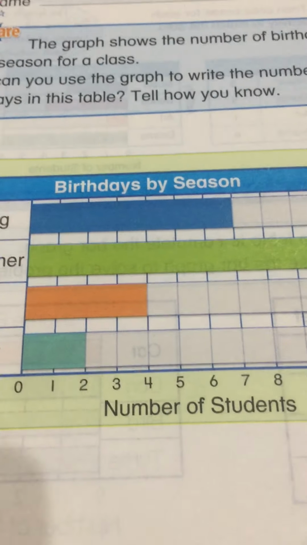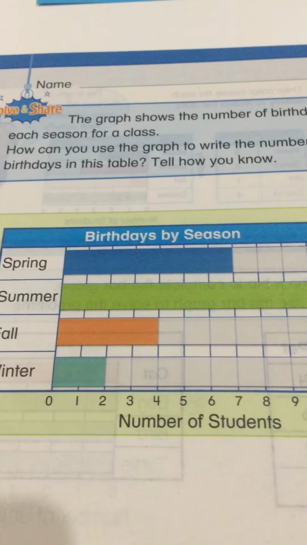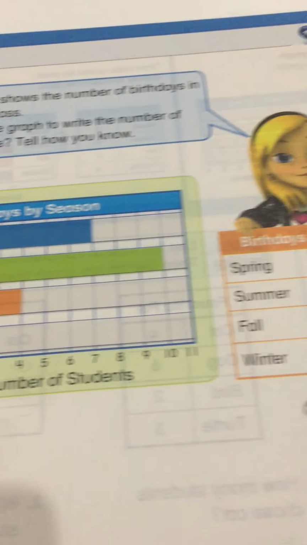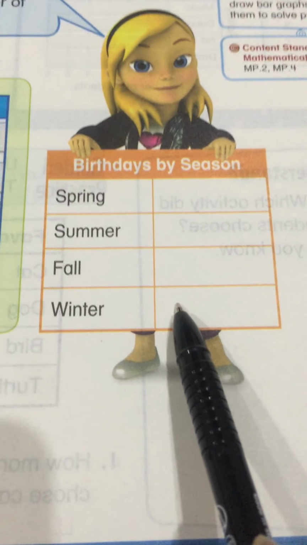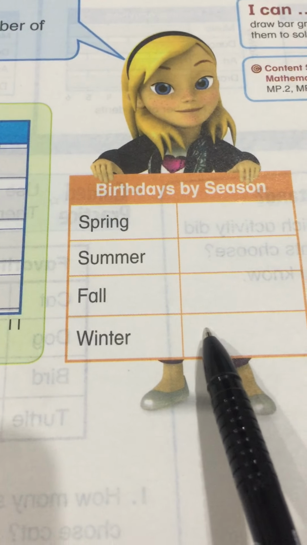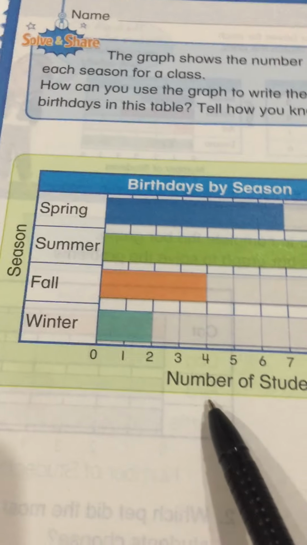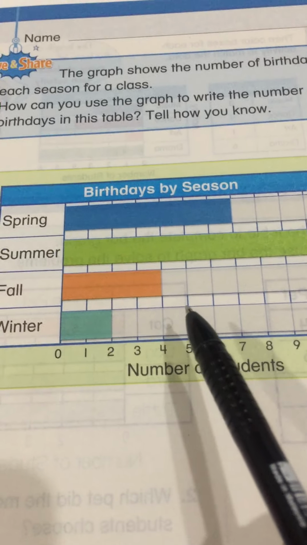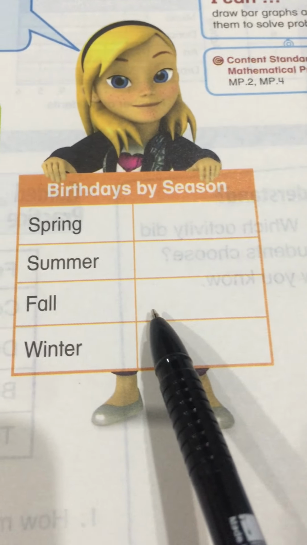So the problem will be different. Sometimes they give you the graph and they want you to write the information on the table. And sometimes they give you the table and they will ask you to draw the graph. So this time, they already have the graph for us with all the information, and they want us to write the information in this table.